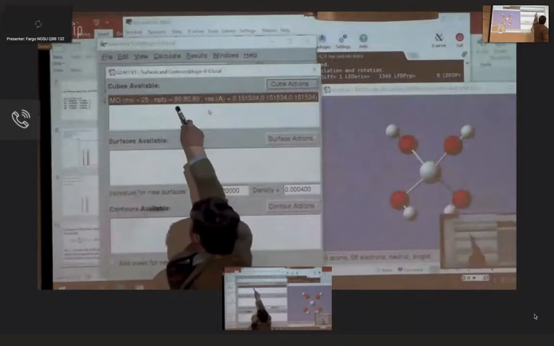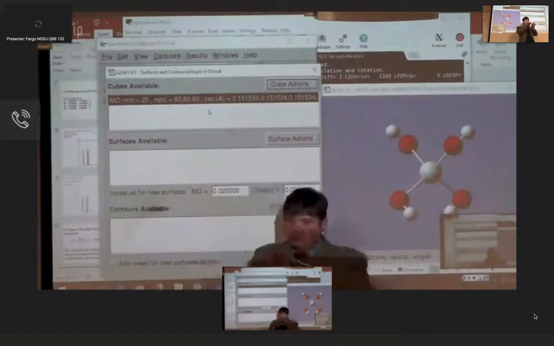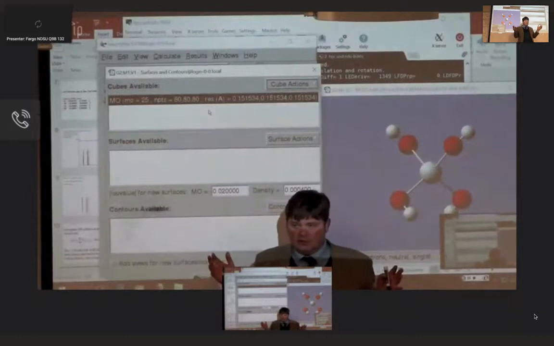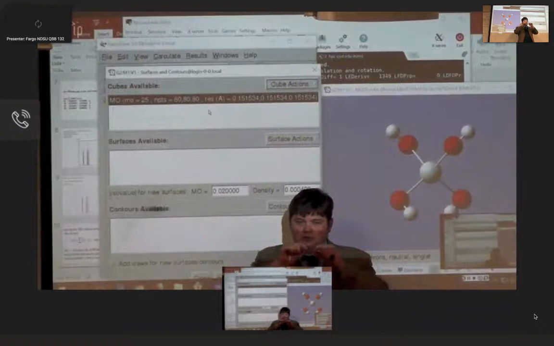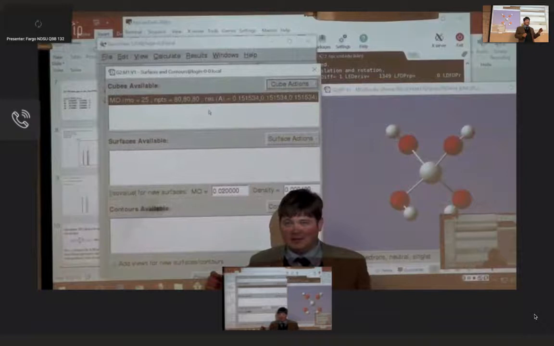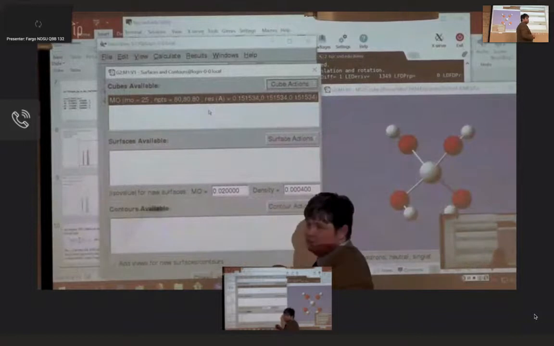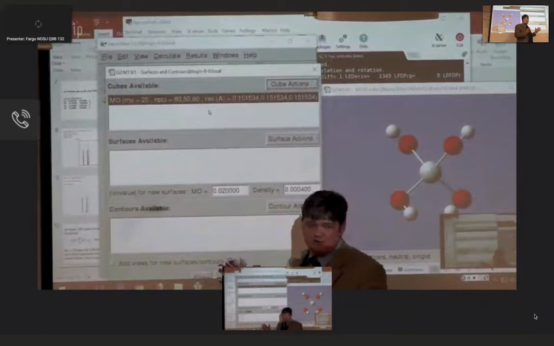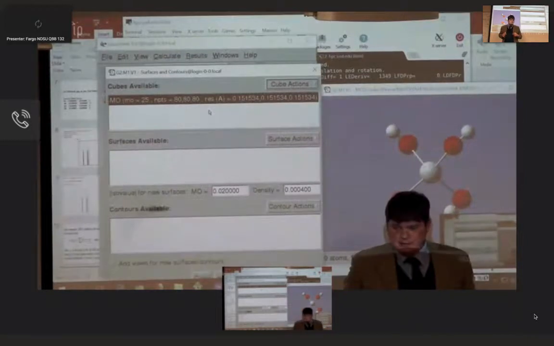You see these numbers 80, 80, 80. It is the number of grid points along each dimension. So it is an array of data, a cube with 80 points along each dimension. 8 is 2 to the power 3. 8 times 8 times 8 is 2 to the power 9. 2 to the power 10 is 1024, so 2 to the power 9 is 512. So it is 512 and 3 zeros, about 500,000 grid points just for one orbital. So if you want to do 100 orbitals, think ahead, whether you really need them.